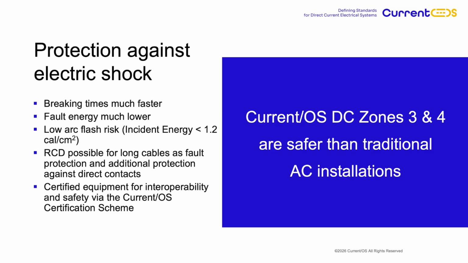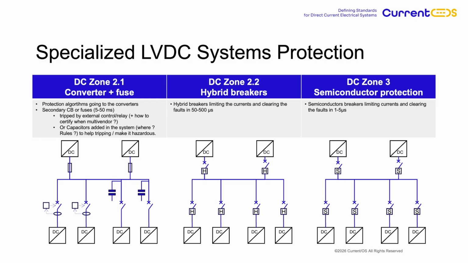CurrentOS has developed a certification scheme to guarantee that certified equipment is available for interoperability and safety. As you have seen, CurrentOS recommends keeping the extent of Zones 0, 1, and 2 as small as possible. Whenever possible, power distribution should take place in Zones 3 and 4. This is the principle behind general-purpose LVDC systems. Use multiple sources and minimize the distribution of power in areas other than Zones 3 and 4.